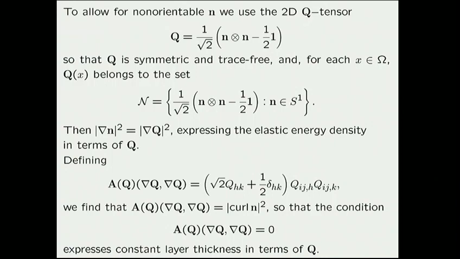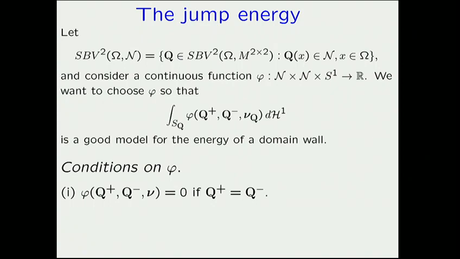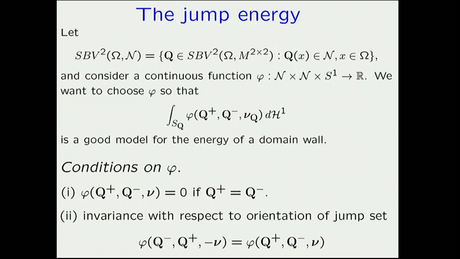So now we need a jump energy. We're going to work in SBV2 with values in N. That is, the functions in SBV2 with values in 2x2 matrices with Q of x in N, and we'll consider a phi which is going to depend on Q plus, Q minus and the normal. We want to choose it so that it's a good model for the energy of a domain wall. So the conditions will be, well, we want it to be 0 when Q plus is Q minus, so no jump, no energy. Invariant to changing the orientation of the normal, and then you have to swap Q plus and Q minus, of course.